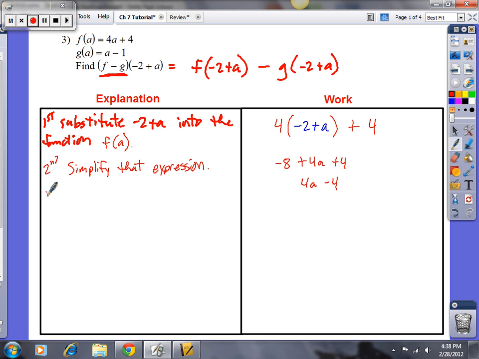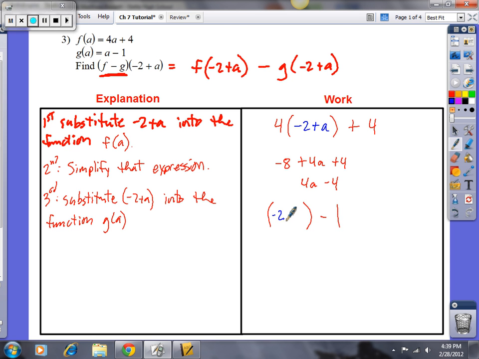Now, I think I'm on to my third step. So I'll just number it: first, second, third. Third, what we're going to do is substitute negative 2 plus a into the function g of a this time. So the rule for g of a is a minus 1. So I'm going to substitute in place of a this negative 2 plus a.